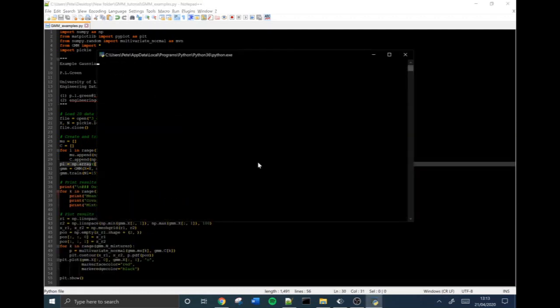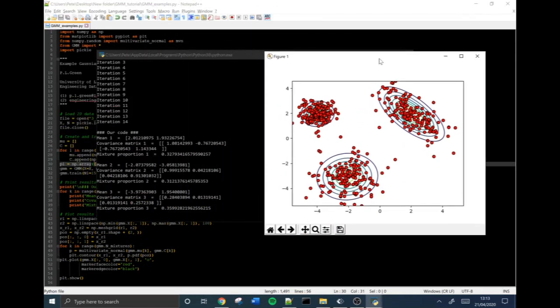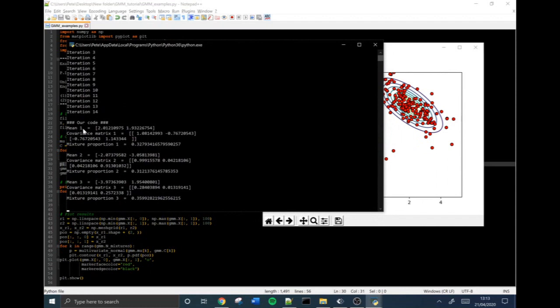So I'll just run this. And hopefully when it gets to the end, it does some pictures for us. So there we go. The red dots are our data, and it's decided to put a Gaussian here, a Gaussian here, and a Gaussian here. The means of those Gaussians are reported in the results: mean 1, mean 2, mean 3. Likewise, all the covariance matrices, and then you can see that the mixture proportions are there as well.